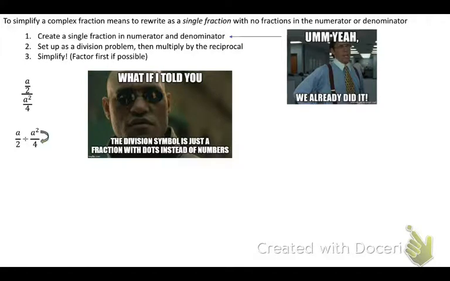But now we can flip it. And that's a over 2 times 4 over a squared. And then we can just simplify this. So the a's cancel. We're left with an a on the bottom, and then we're left with a 2 on top. So that's 2 over a.